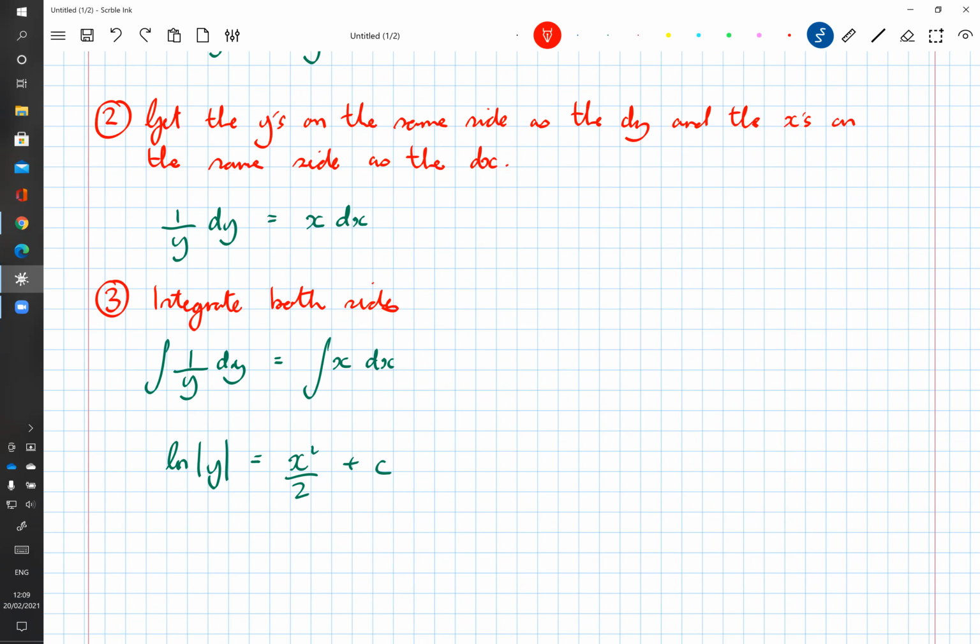And actually, by this point, we've solved the differential equation. We've eliminated the dy by dx, which was the aim. By this point, we have found a general solution, it's called, i.e. one with a plus c.